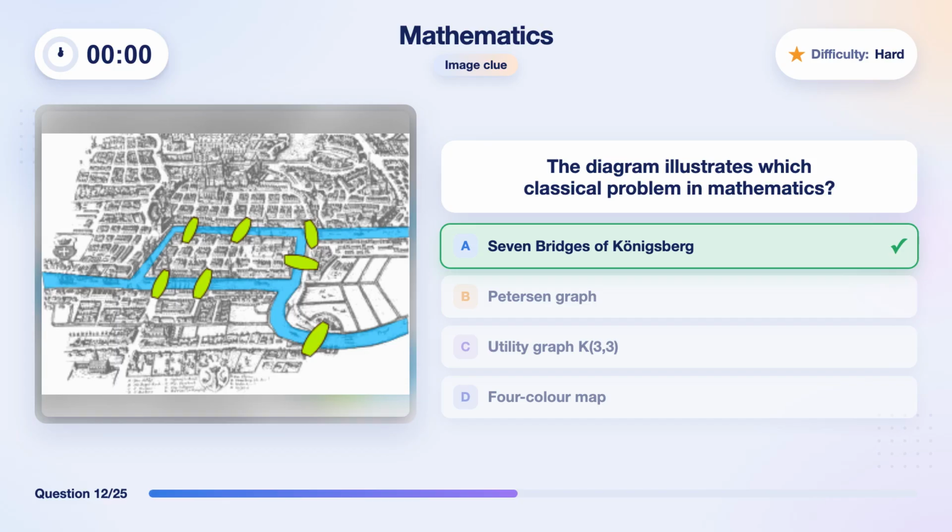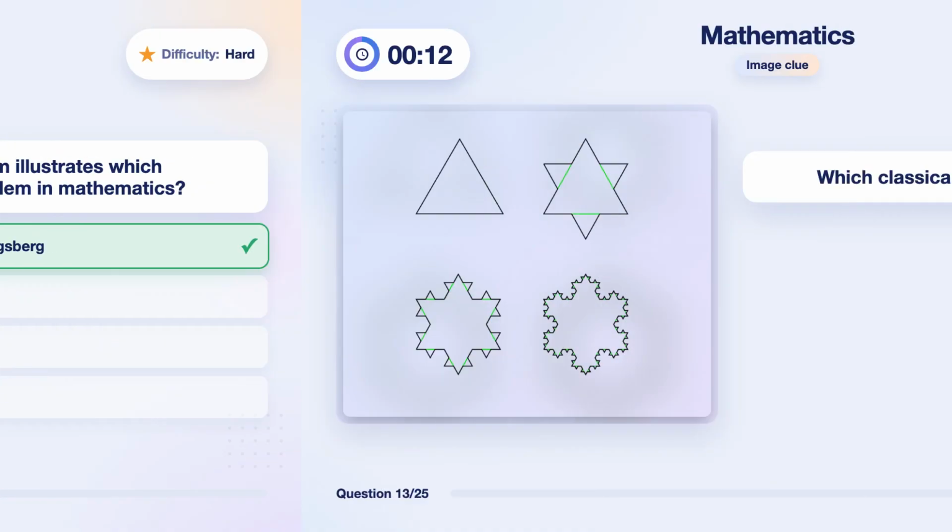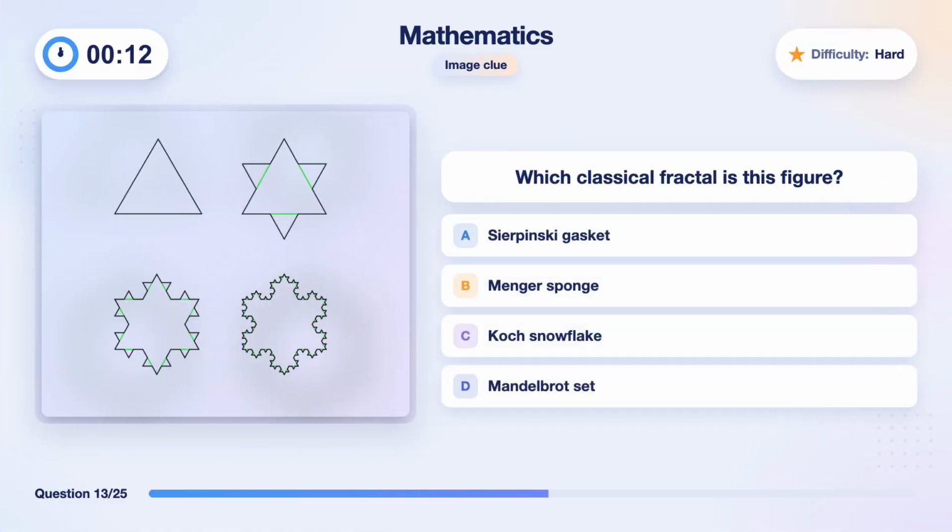his solution became the origin of graph theory and topology. Which classical fractal is this figure? The choices: A. Sierpinski gasket, B. Menger sponge, C. Koch snowflake, D. Mandelbrot set. Think twice before you choose. Time, 12 seconds. Don't stall.